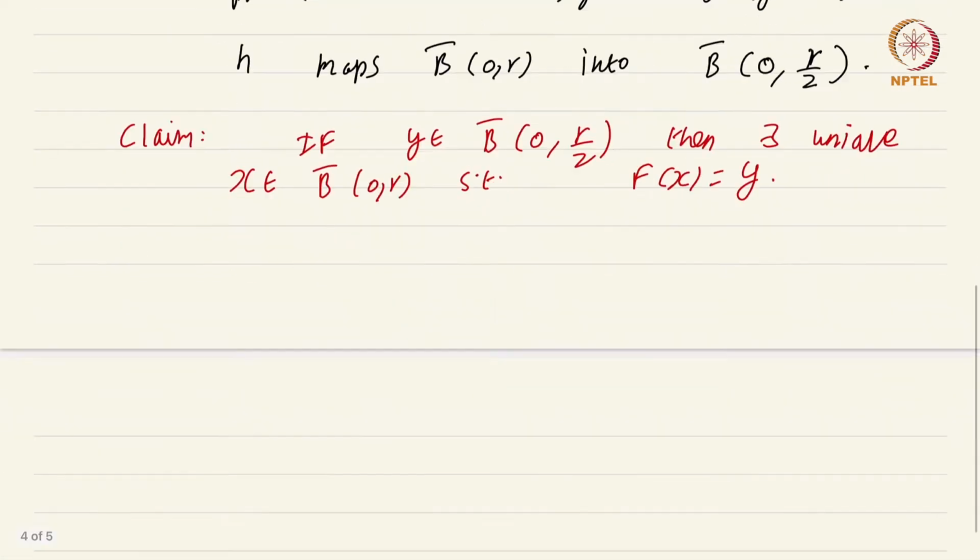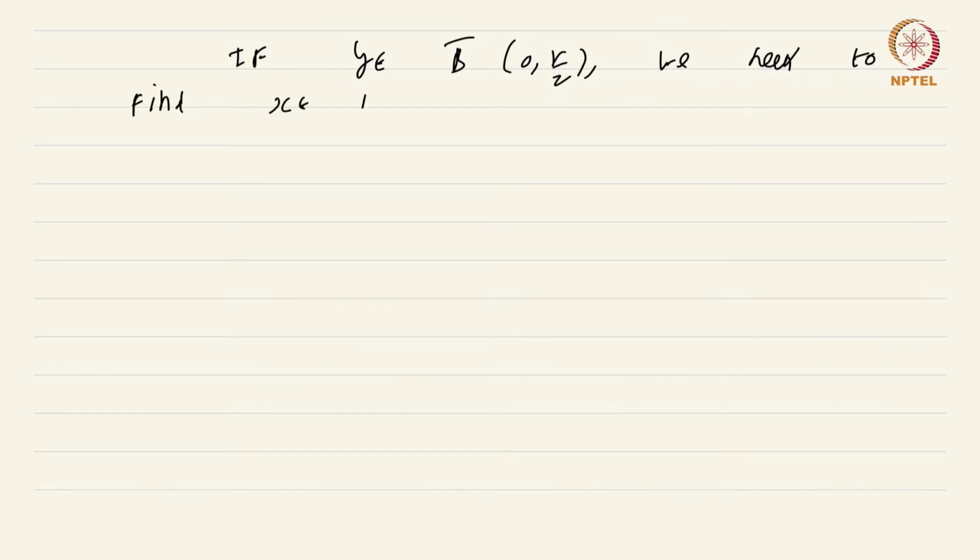Okay, so here is the part where we will take our inspiration from Newton's method. So what we want to do is, if y is in B closure 0 R by 2, we need to find x in B closure 0 R such that f of x is equal to y. This is what we want to do. Or we will rewrite this slightly such that f of x minus y is equal to 0.